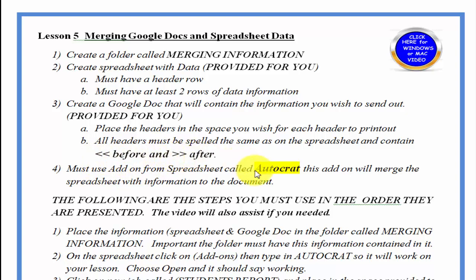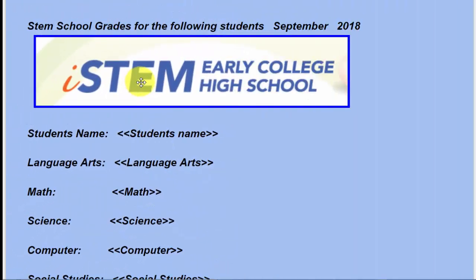Okay? And then you're going to click on a spreadsheet and add-on called Autocrat. This add-on will merge the 2 together. Now, let me bring up exactly what you should be looking at so you don't be confused. Now here is the Google Doc we created for you, just so we can understand what's happening.